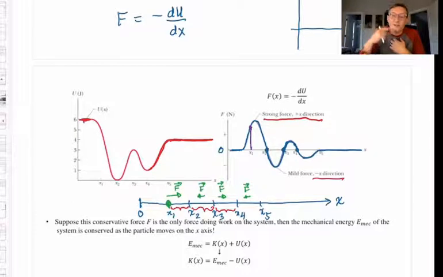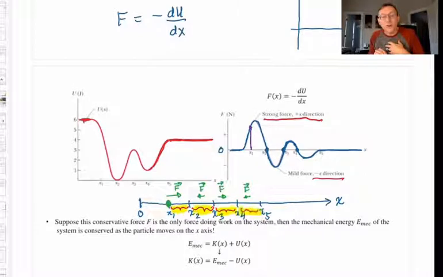So the acceleration is in the negative x direction, opposite to the velocity. So in this region, it slows down. So it's like a whiplash. Here, the particle speeds up. This region then slows down. This region speeds up. This region slows down.